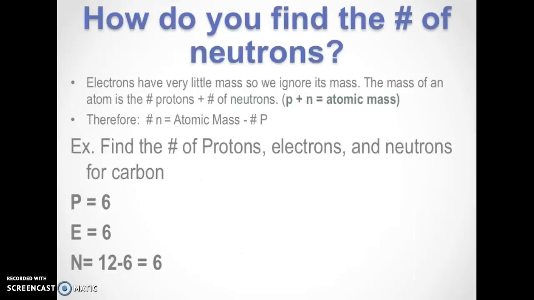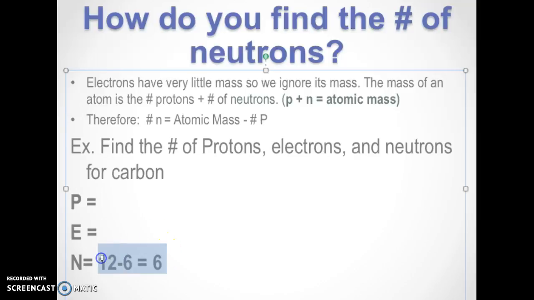So how do you find the number of neutrons and protons? It's very easy actually. For example, carbon. If you look at carbon on the periodic table, it has an atomic number of 6. So you're going to write 6. P has 6 protons because it has an atomic number of 6. The electrons, assuming carbon's neutral, it's also going to be 6.